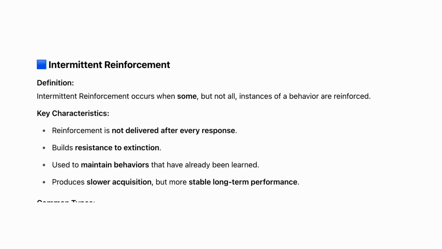Intermittent reinforcement: everything else is intermittent. It means that not all instances of a behavior are reinforced, but some are. Reinforcement is not delivered after every response. It builds resistance to extinction. It's used to maintain behaviors that have already been learned and produces slower acquisition but more stable long-term performance. Over time, any other schedule falls under intermittent reinforcement.